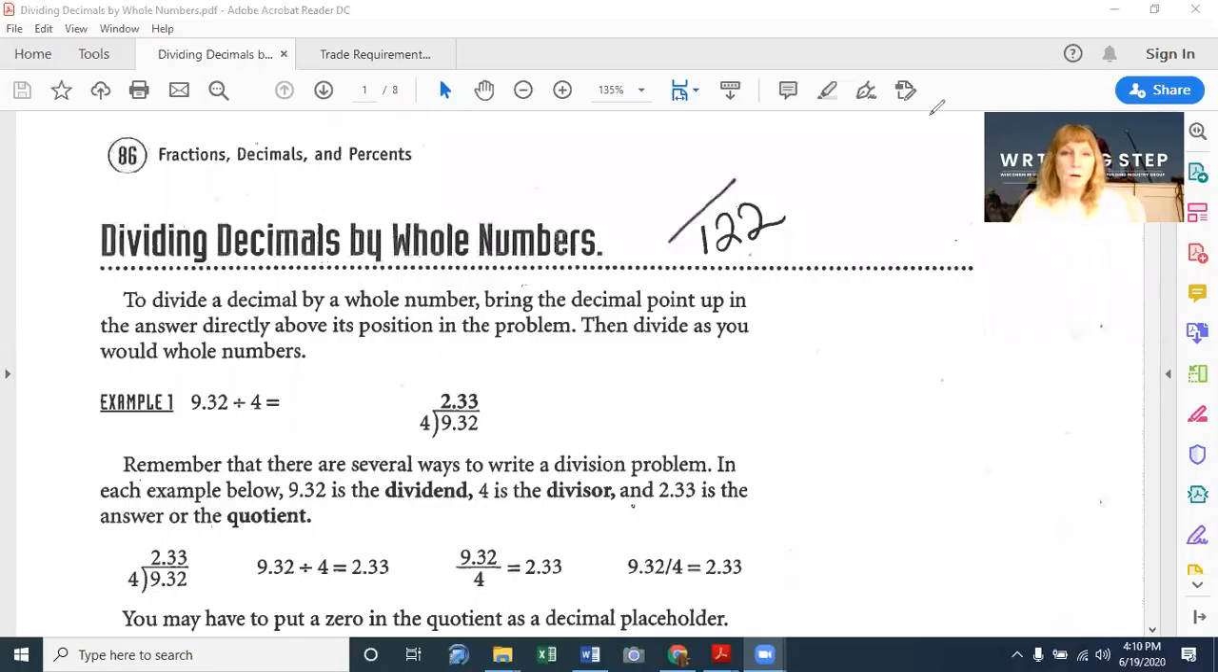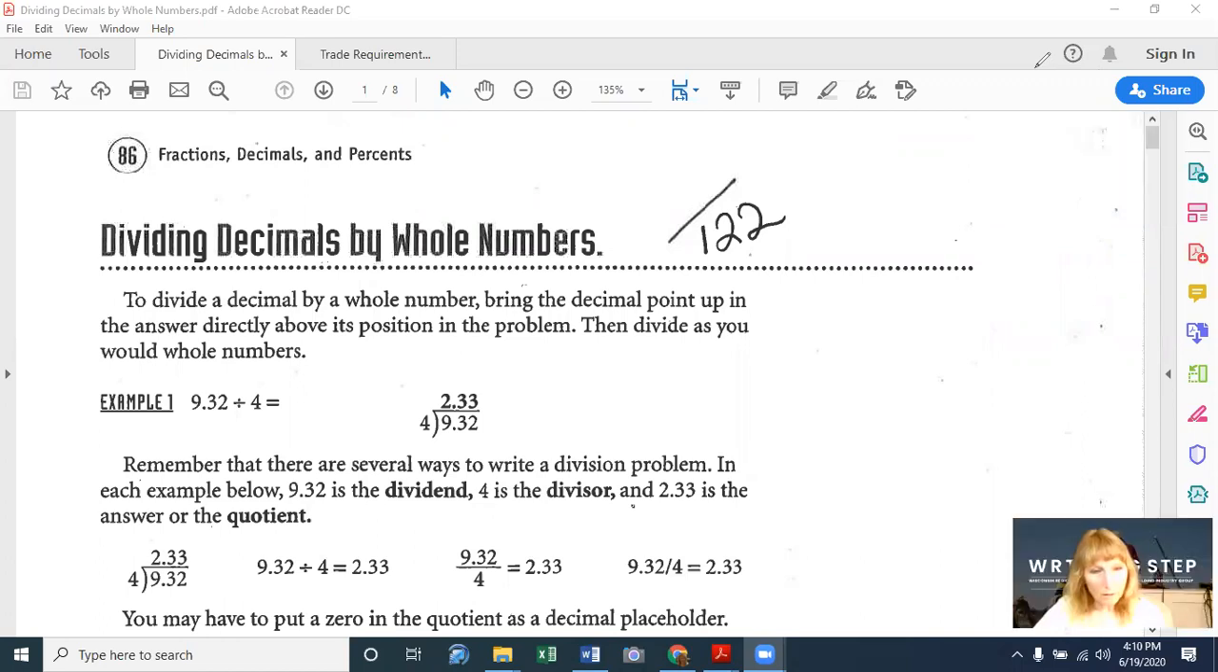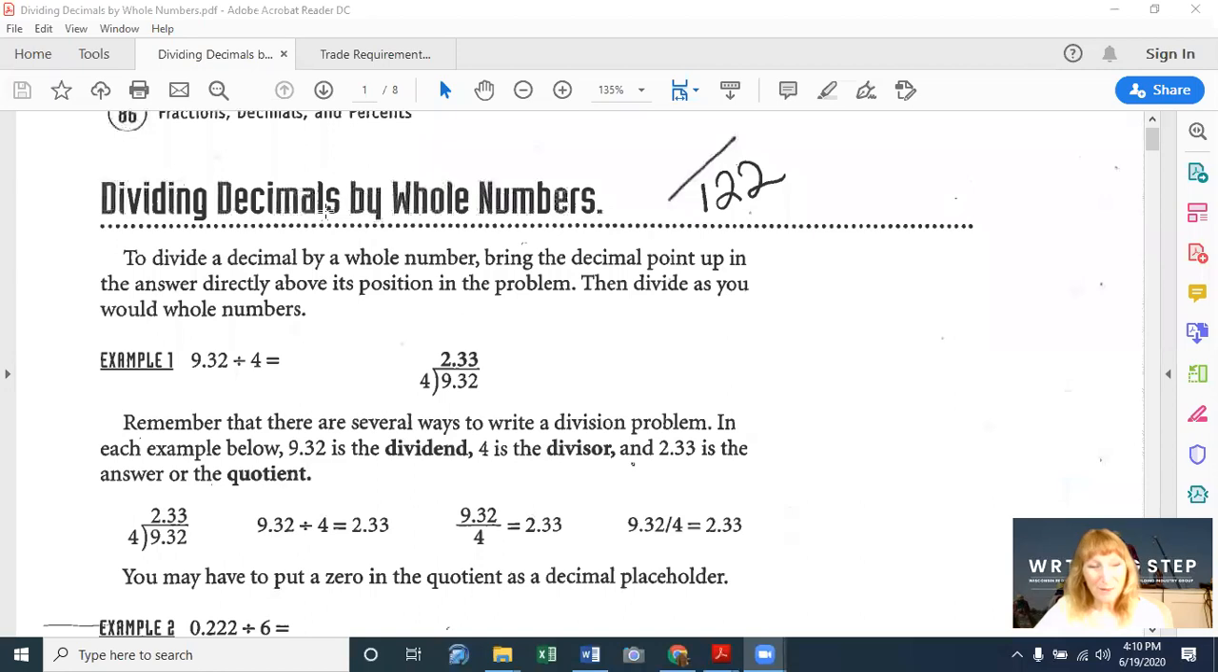Okay, if you'd like to pause the video and get your packet out, we'll be starting on page 86 with dividing decimals by whole numbers. Move down here and let's begin.